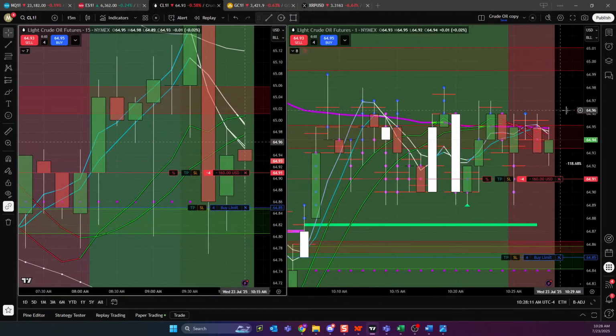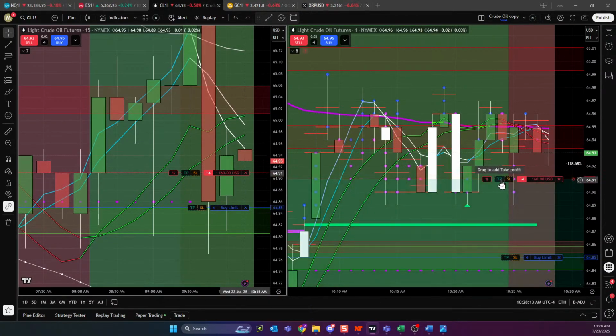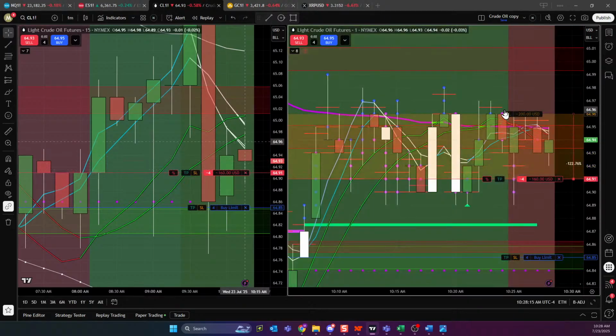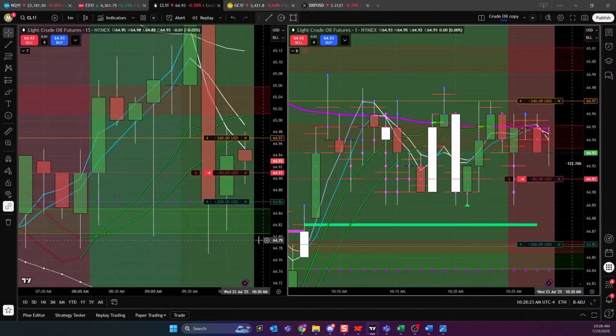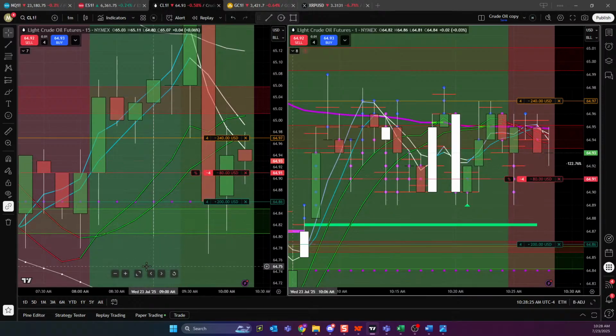Back to the zone. If this were my entry, guys, my stop loss has to go above the pivot that gets me in. My profit target goes at trouble. Does that make sense?